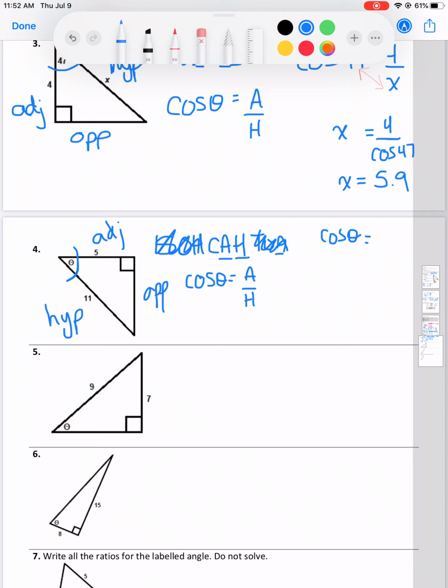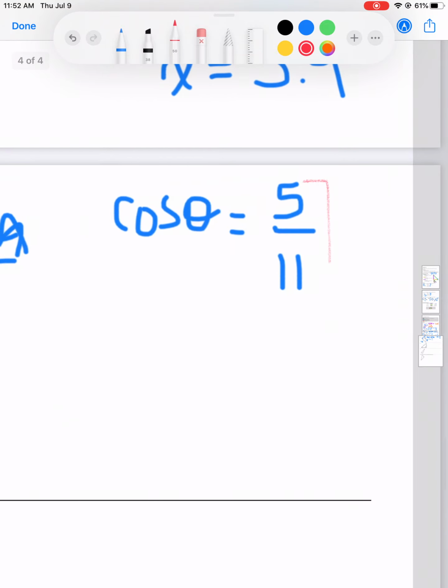Cosine is equal to adjacent over hypotenuse, which is 5 over 11. Okay, so what I'm going to do is solve for this one first. So it's going to be cos theta is equal to 5 divided by 11. I'm just going to keep 4 decimal places.